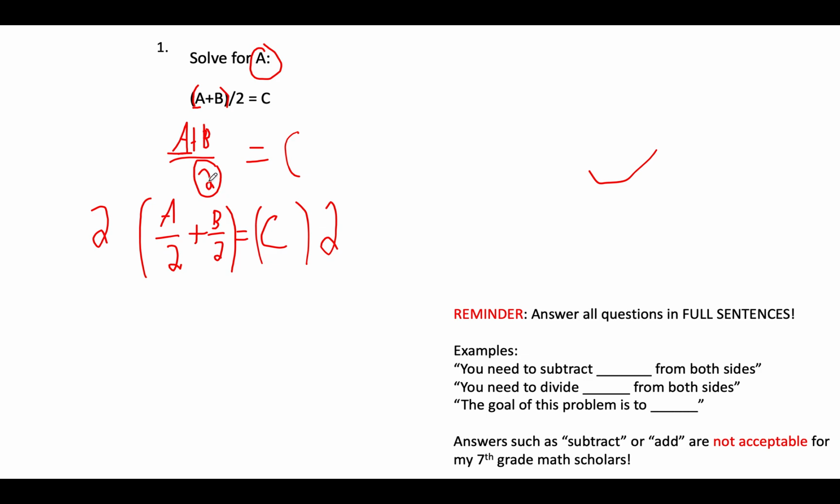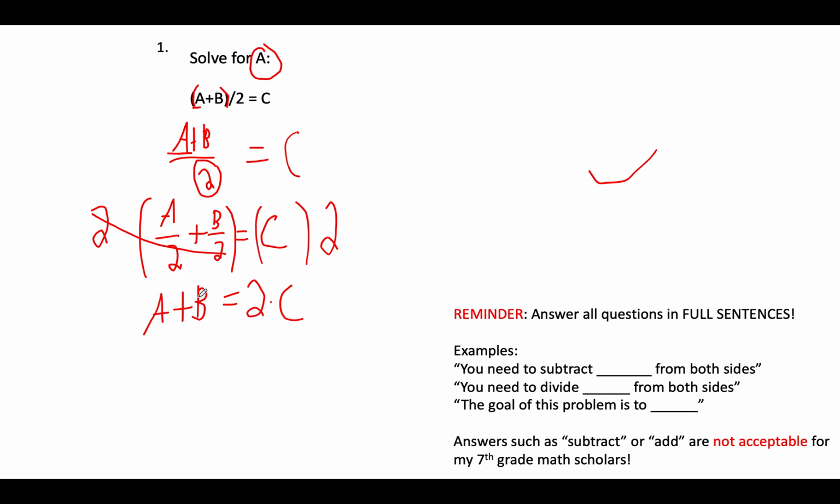Or alternatively, we could multiply both sides by 2 because A and B are being divided by 2, and the inverse operation of being divided by 2 is to multiply both sides by 2. So I multiply both sides of my equation by 2, which cancels out our denominators. We're going to get A plus B equals 2 multiplied by C.